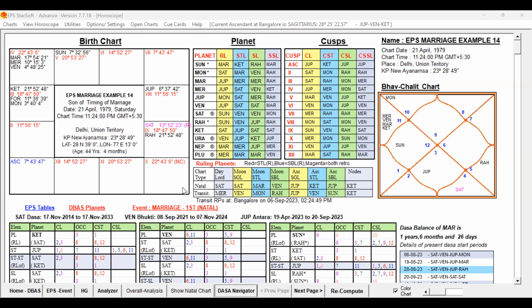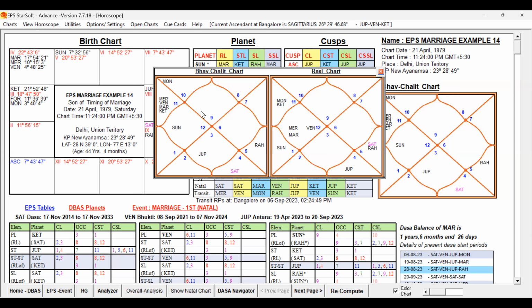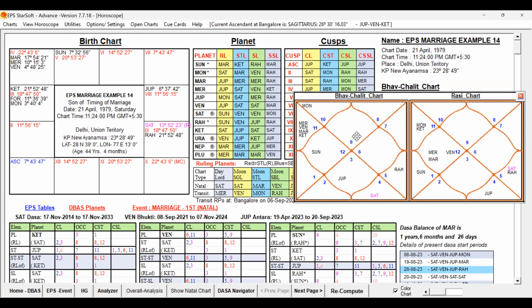This is the birth chart of a male, and we are going to study the destiny prospects on marriage and also the timing of events. So first we have to do the preliminary study, and let me open the North Indian chart. Now let us do the basic study on the chart.